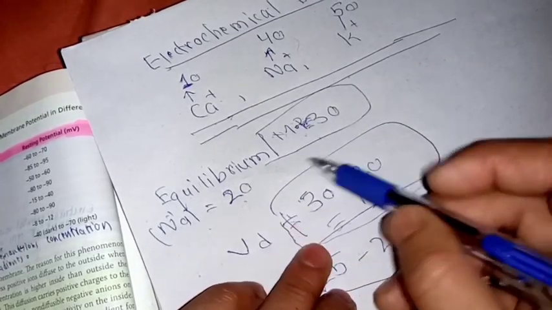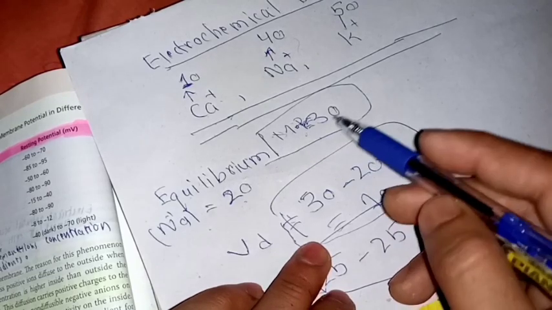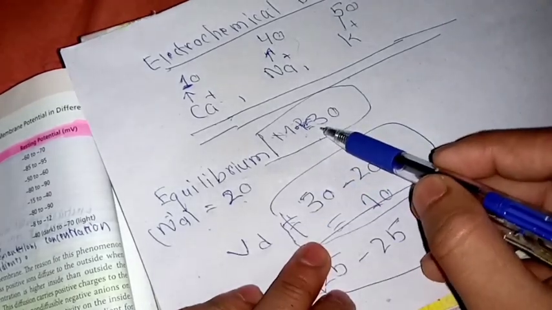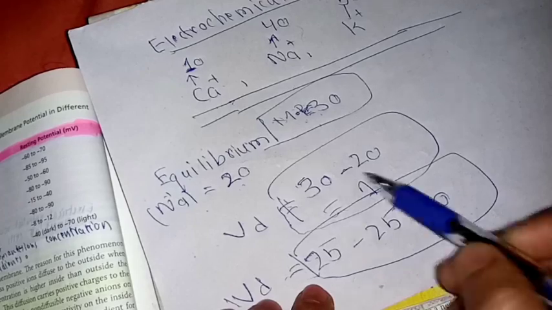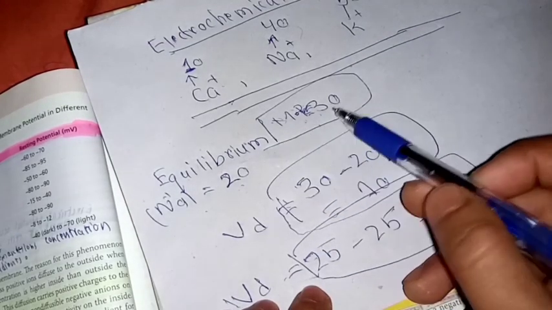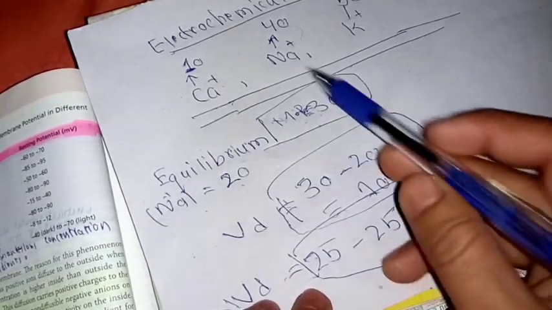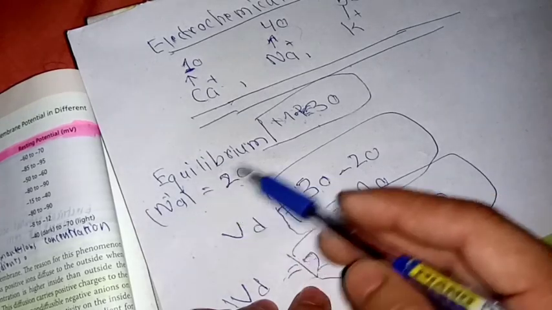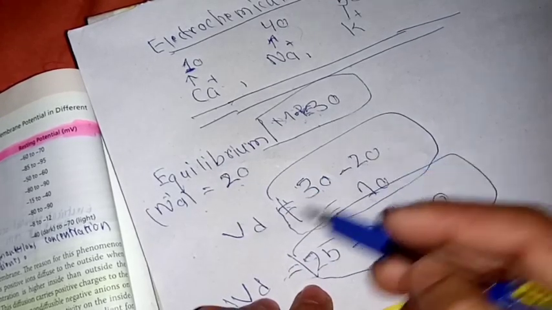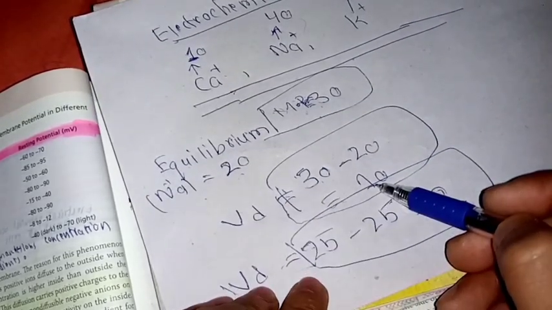So when we subtract the equilibrium potential from the membrane potential, we will get the driving force. In this case, for example, if the membrane potential for the sodium is 30, and the equilibrium potential is 20, we will get the driving force of 10.